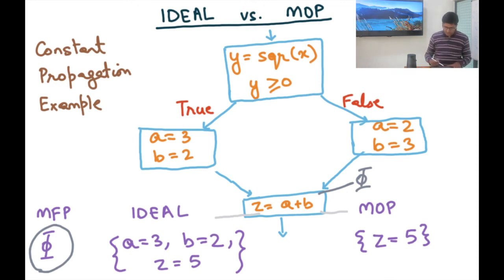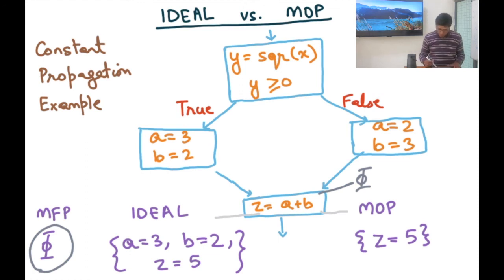Now let's look at what's the ideal solution. The ideal solution would be able to figure out that a square will always be greater than or equal to 0, and so the false path will never be taken, and only the true path will be taken. On the true path I will get a equals 3, b equals 2 and z equals 5. So the only possibility for all executable paths that can reach this particular point, the end of the program, is a equals 3, b equals 2 and z equals 5.